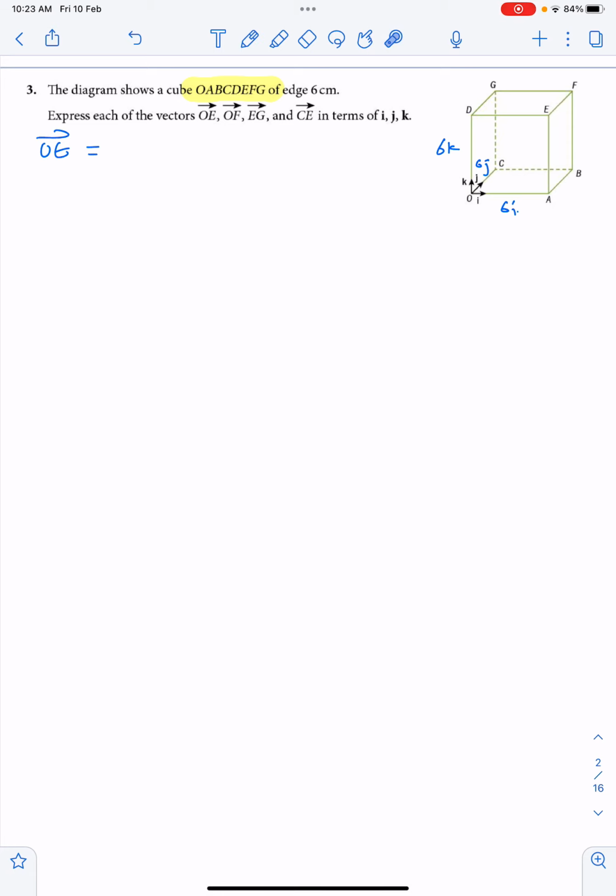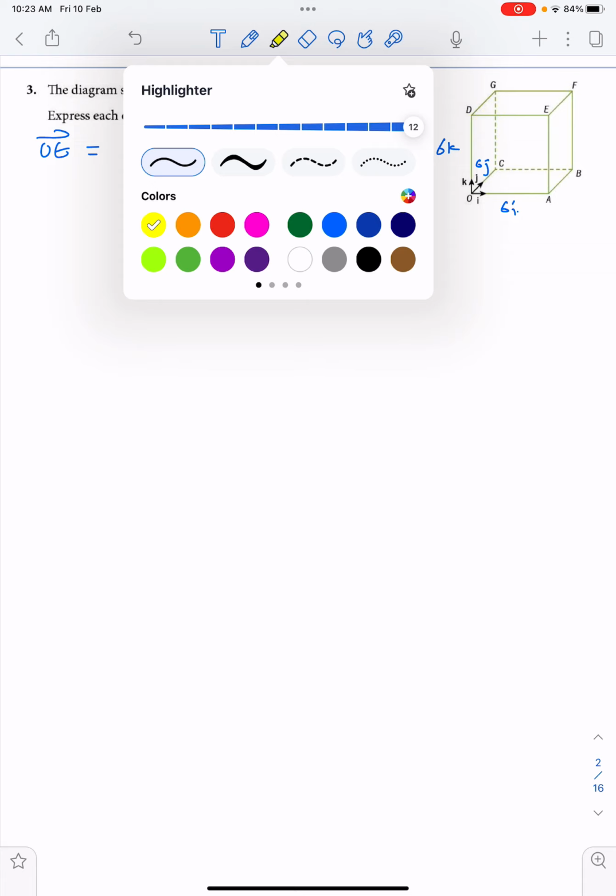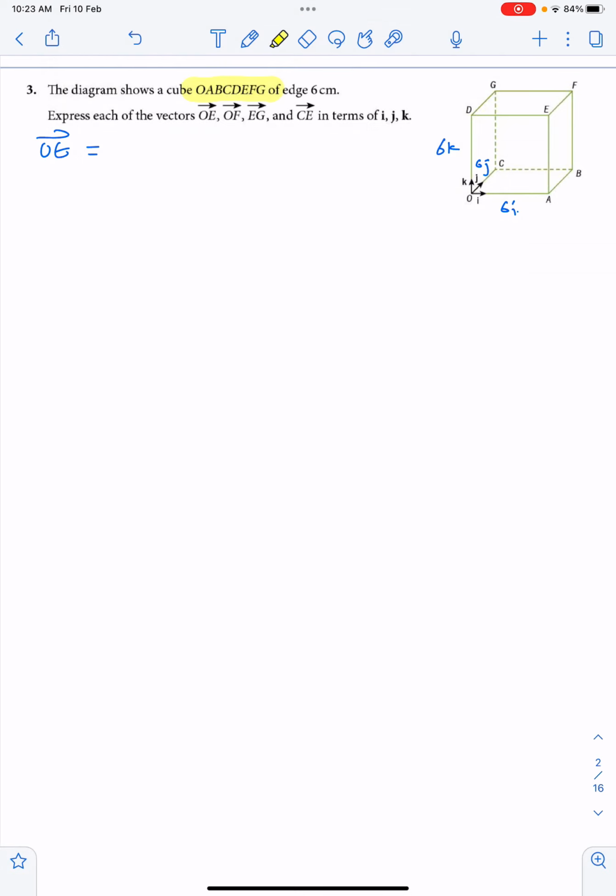OE is when you go from OA to AE, so I can write OE is OA plus AE. OA is 6i and AE is 6k. Now see, if this is 6k, this is also going to be 6k. If this is 6j, this is also 6j. If this is 6i, this is also going to be 6i.